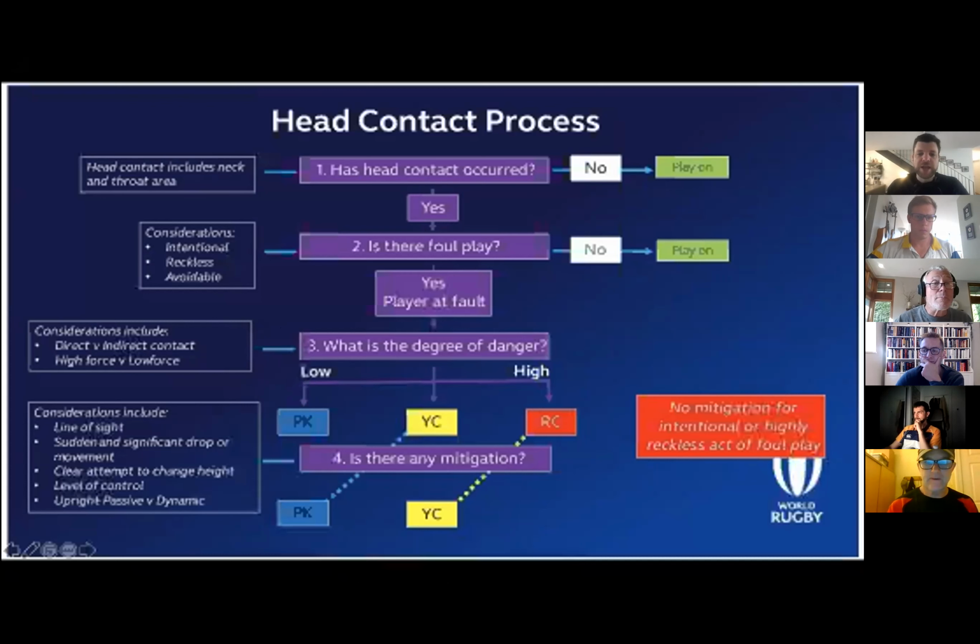The degree of danger in this particular tackle is low. It is still foul play. It still needs to be sanctioned, but we're talking about a penalty kick situation here.